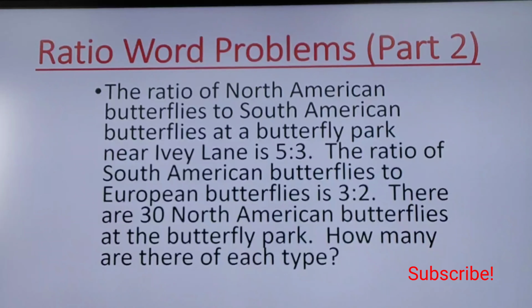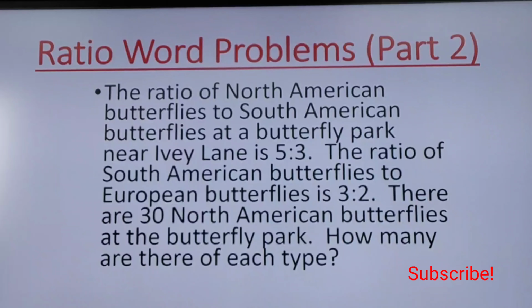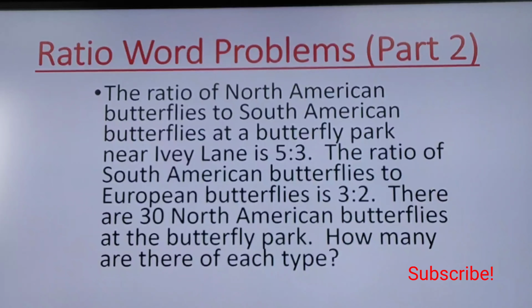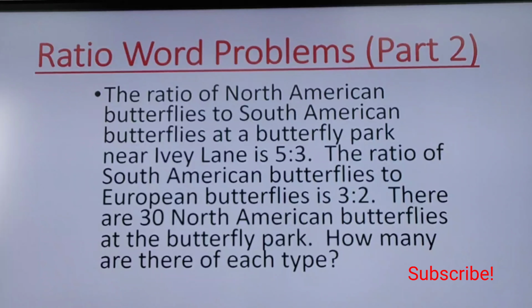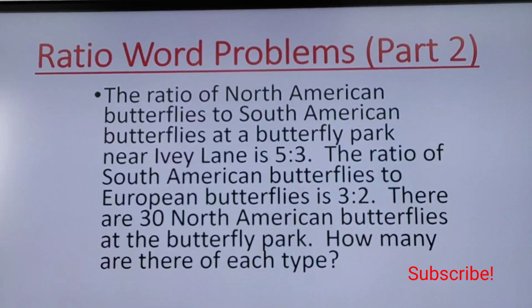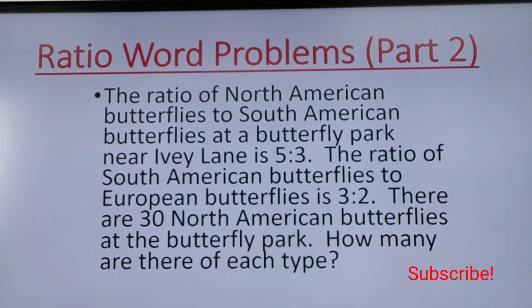For problem number 2, the ratio of North American butterflies to South American butterflies at a butterfly park near Ivy Lane is 5 to 3. The ratio of South American butterflies to European butterflies is 3 to 2. There are 30 North American butterflies at the butterfly park. How many are there of each type?